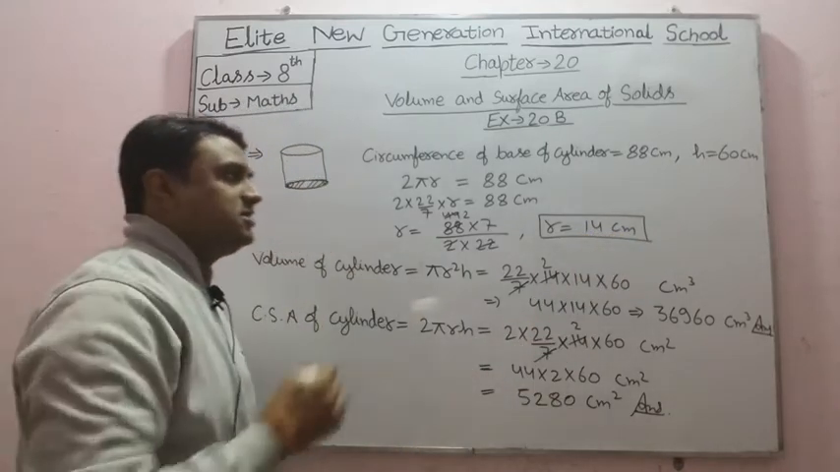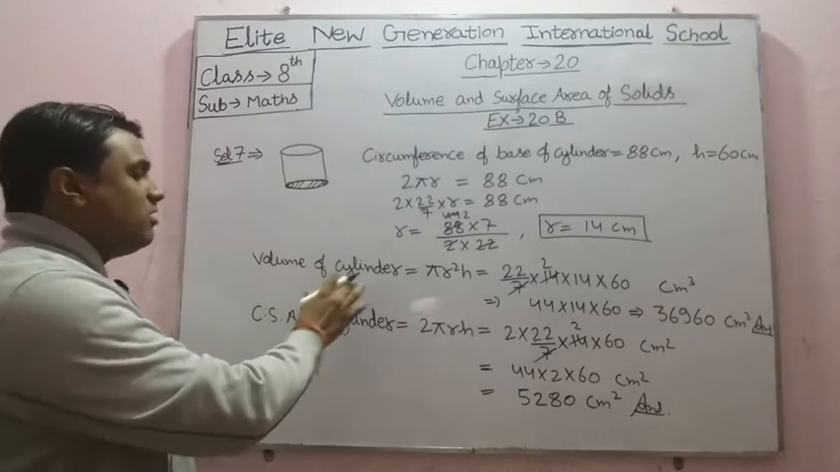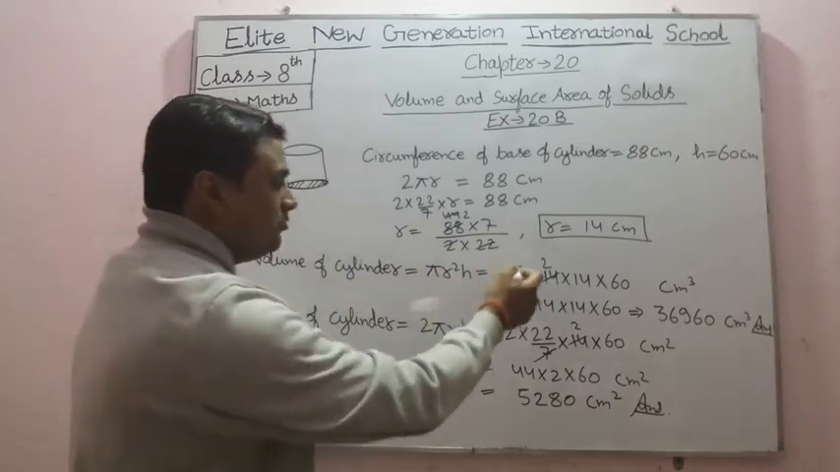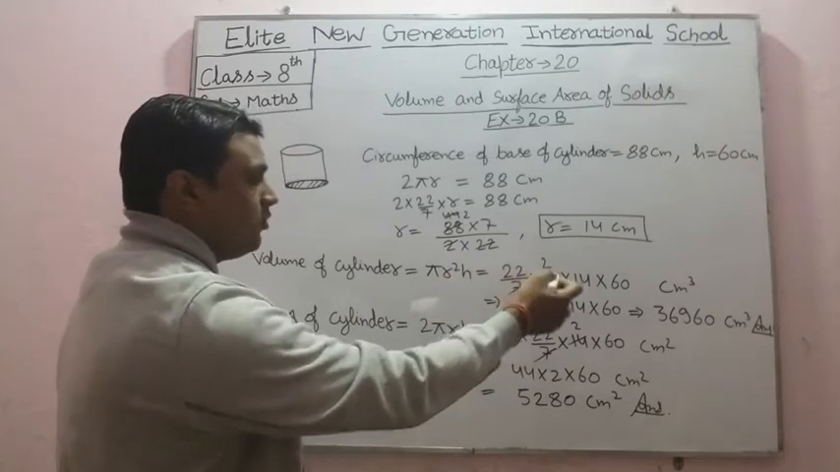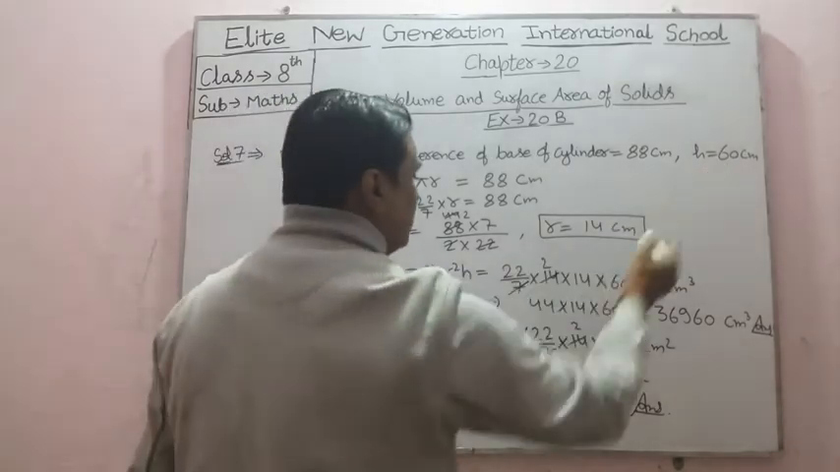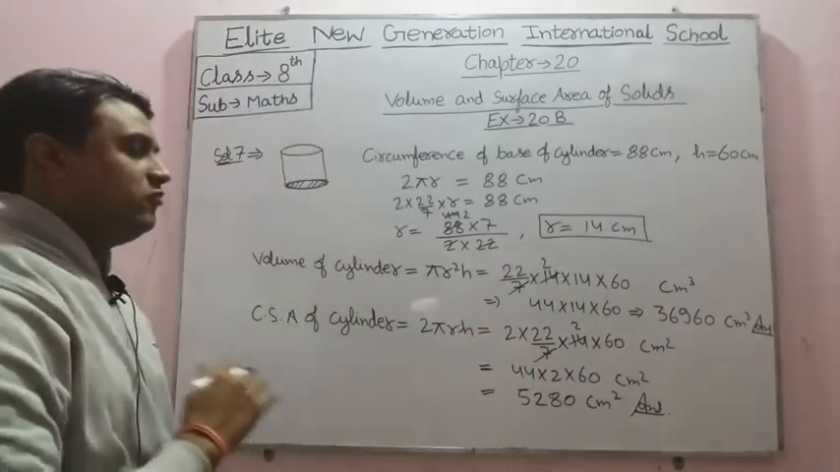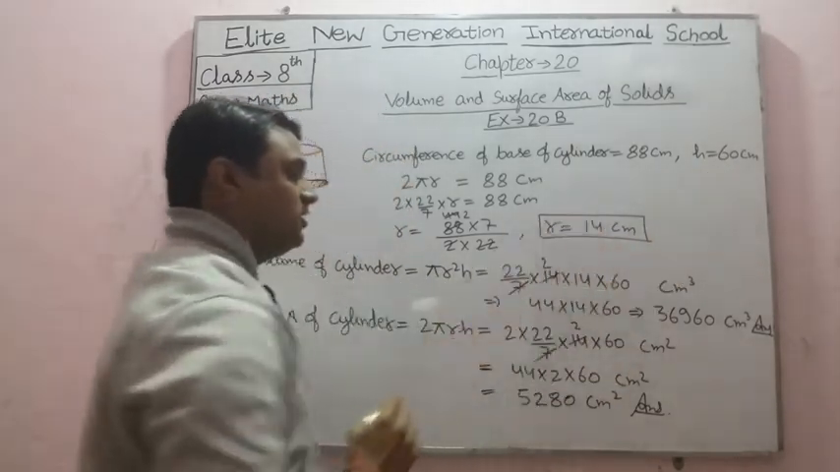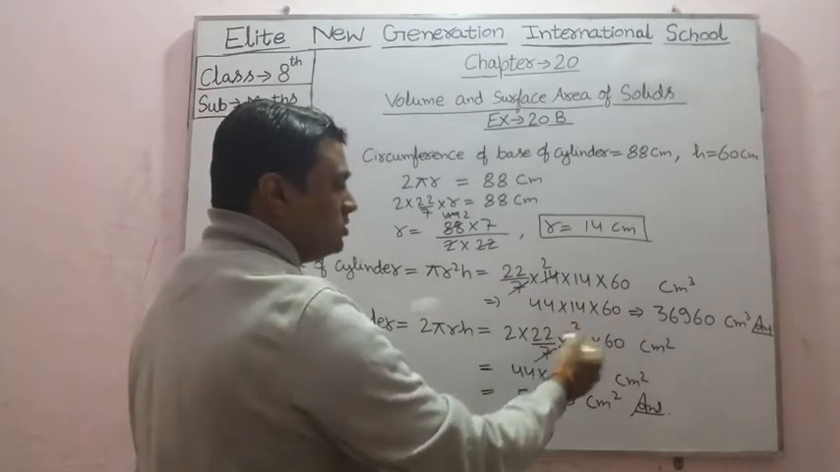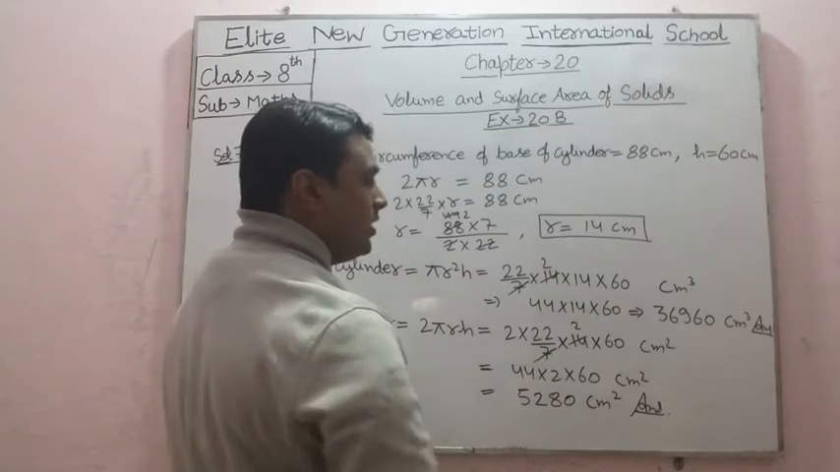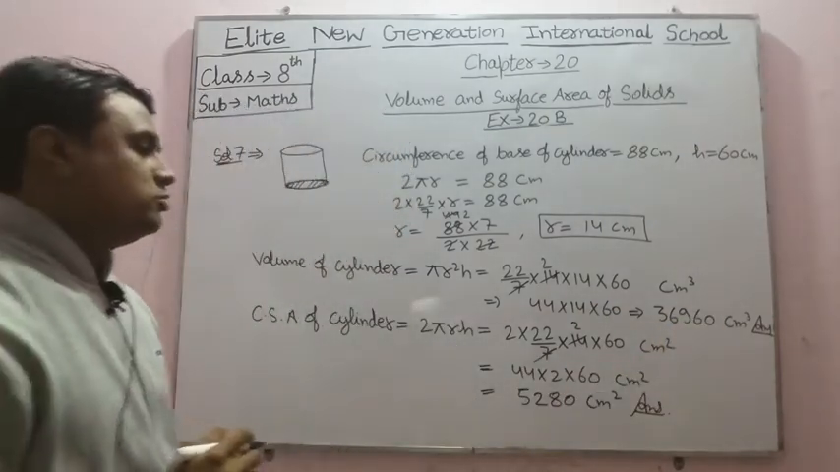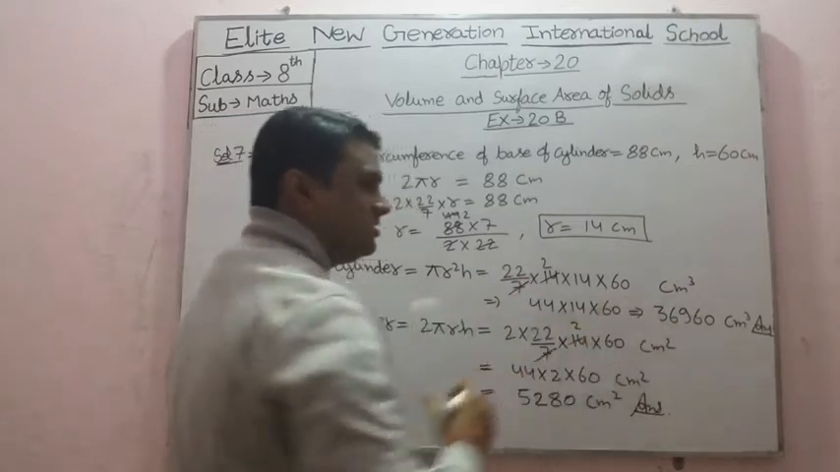Now height is given 60 centimeter. Volume of cylinder is given by pi r square h. So in place of pi, 22 upon 7, radius 14, so r square means 14 into 14, into height. Height is given 60 centimeter. So volume will be in centimeter cube. Now 22 into 2, 44 into 14 into 60. By multiplying, it will be equal to 36,960 centimeter cube. So this is the volume of the given cylinder.